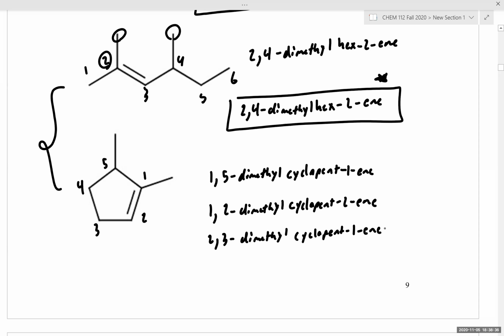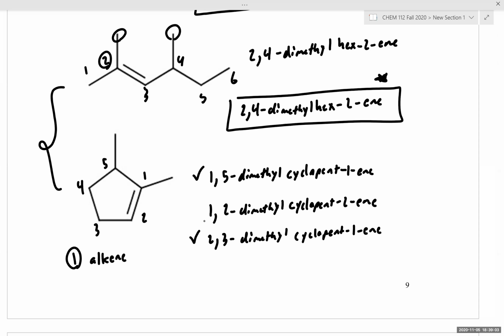Now thinking about our naming rule priority, what gets the first priority in naming? What do we want to give the lowest locant number? What would give the alkene, right? Okay, so if we want to give the alkene the lowest locant number, only these first two options meet that requirement, right?